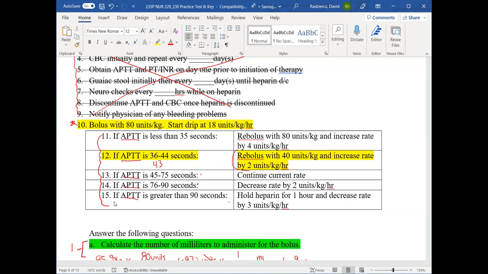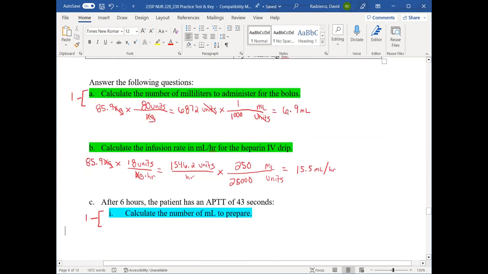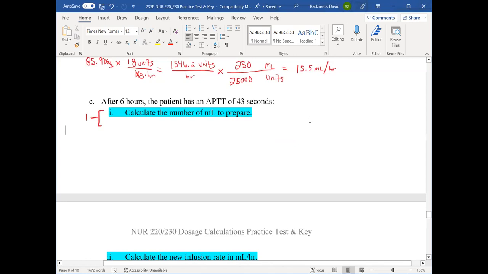So we're going to follow the steps outlined here, which says to rebolus and to increase the rate. We're going to rebolus with 40 units per kilogram and then increase the rate by 2 units per kilogram per hour. So let's do the bolus first. If this were a whole number, like 8, you would just divide by 2 and be done. But also keep in mind, you may not have done the initial bolus, so it's good to practice as if you hadn't. So we're going to take the same patient, same weight, the 85.9.